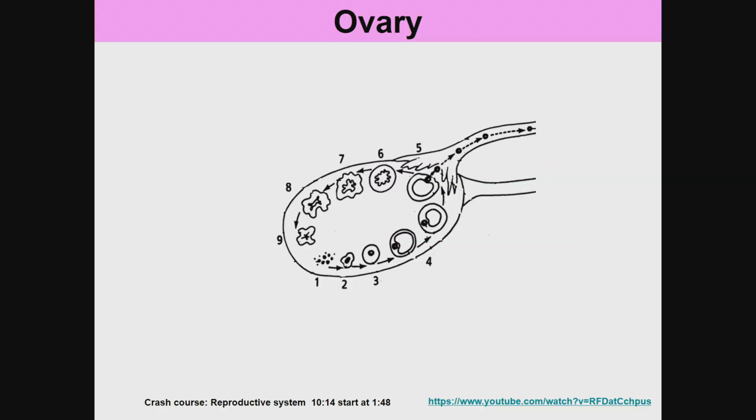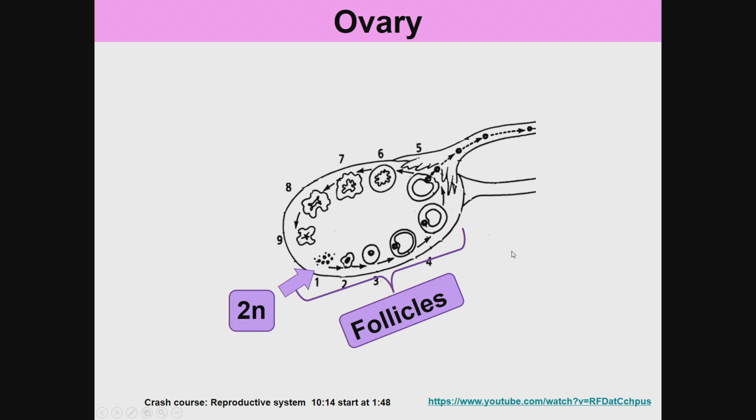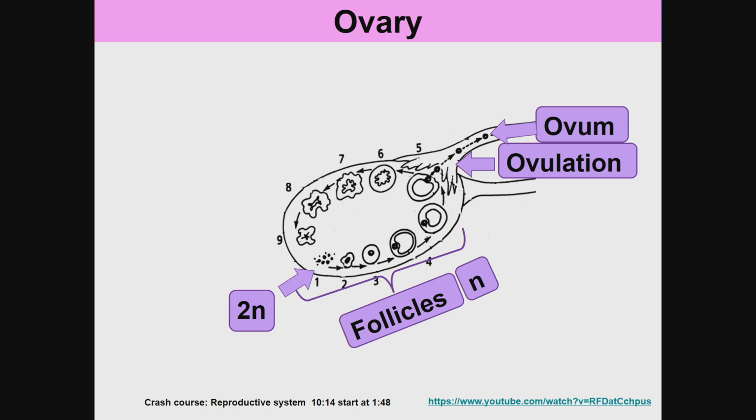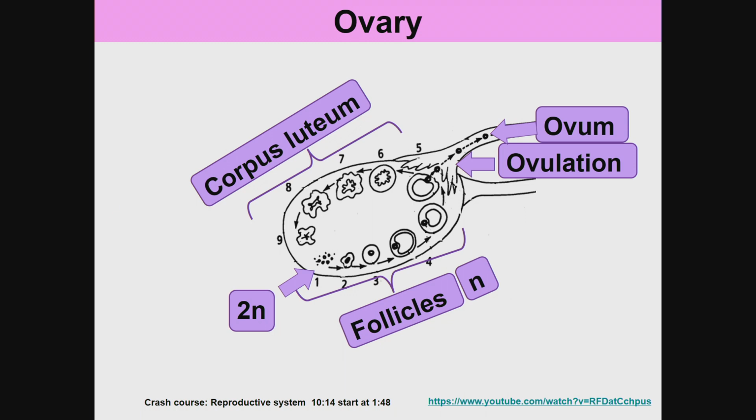Okay, let's label the ovary. Let's start with all of these cells. We can tell these are before ovulation, so they are all follicles. The smallest ones are still 2N. They have not undergone meiosis 1. The rest of the follicles are 1N. The act of the egg leaving the ovary is ovulation. The other name for egg is ovum. And then after ovulation, all of the cells are the corpus luteum.